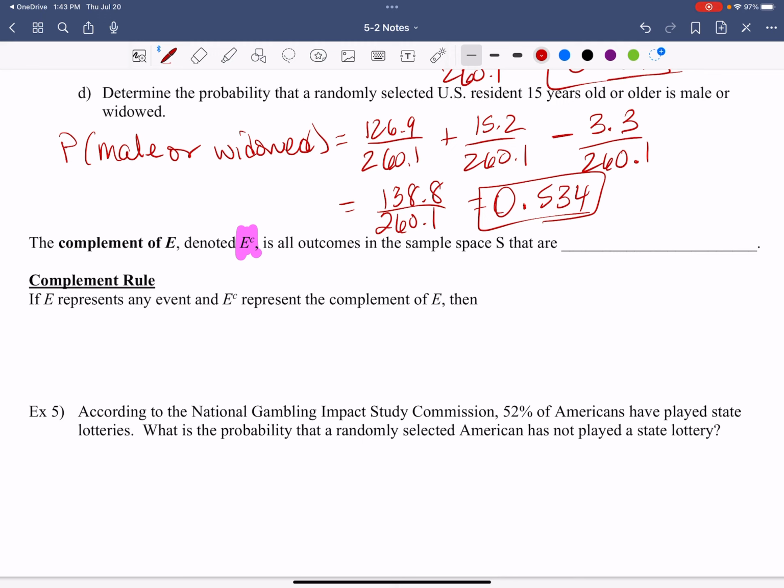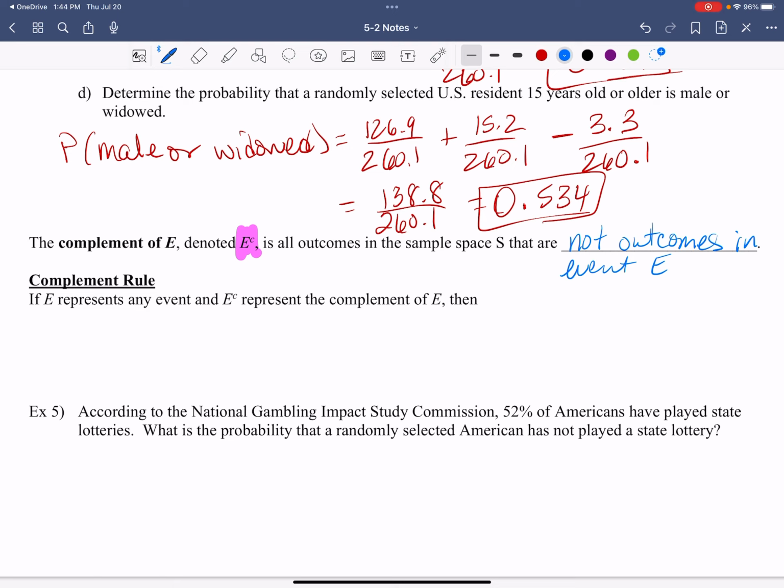So the complement here is all outcomes in the sample space that are not outcomes in event E. I ran out of space, didn't I? So the complement of E means everything but E. That's what it is. Well, complement is everything but what you're talking about.